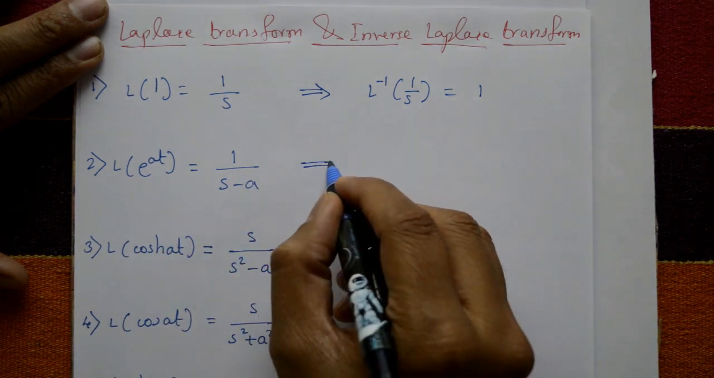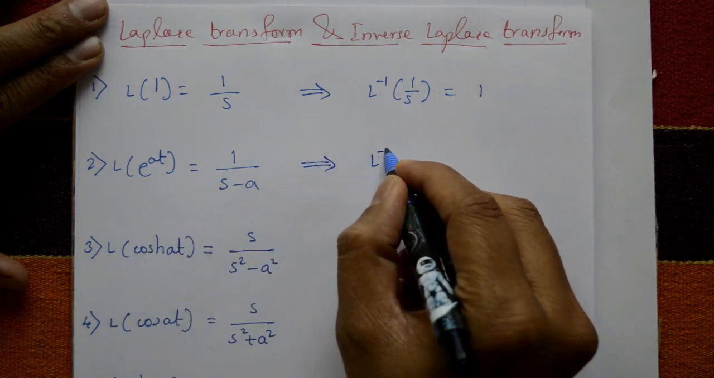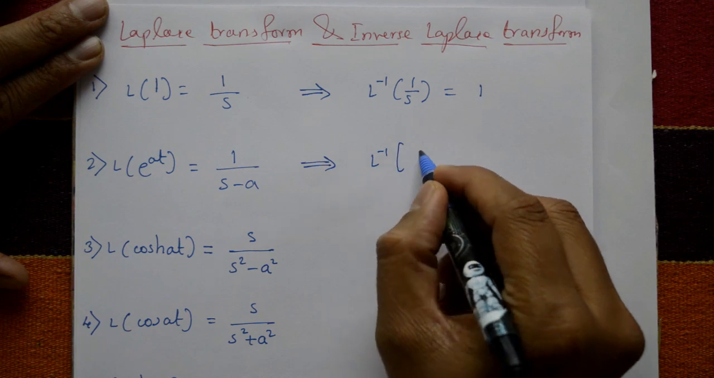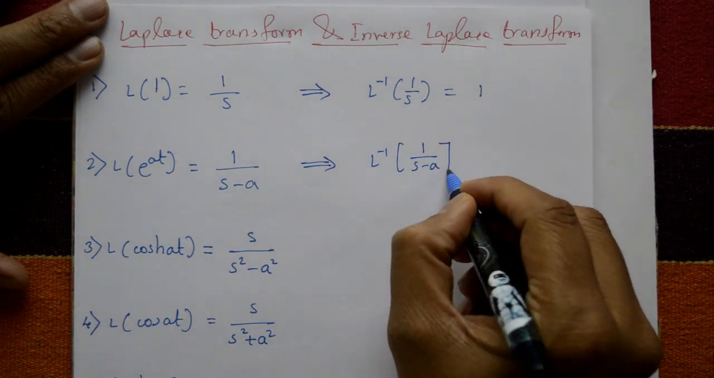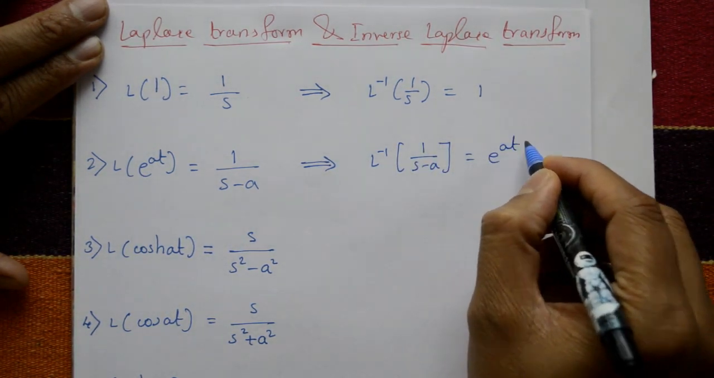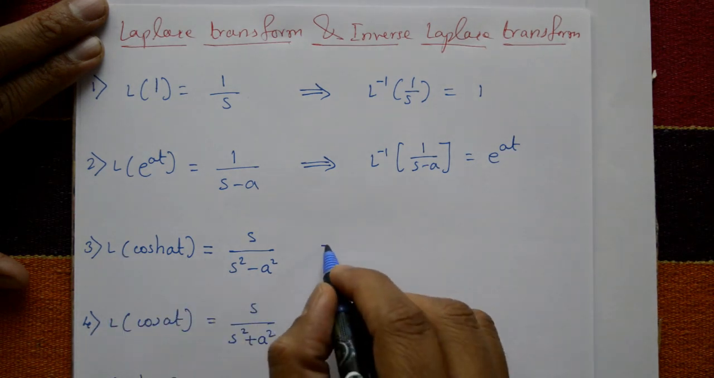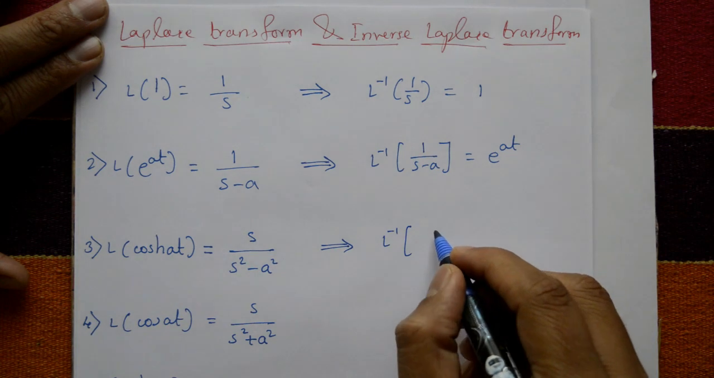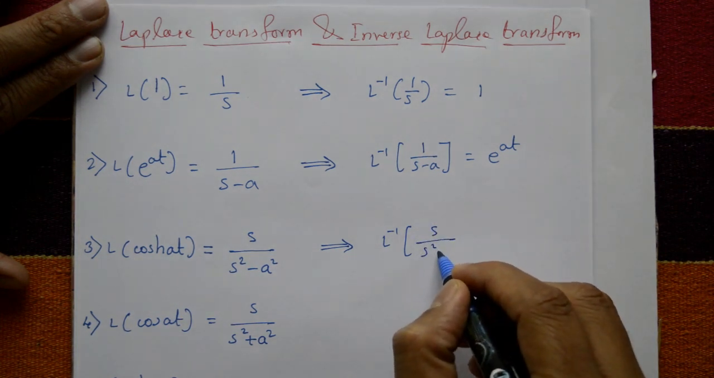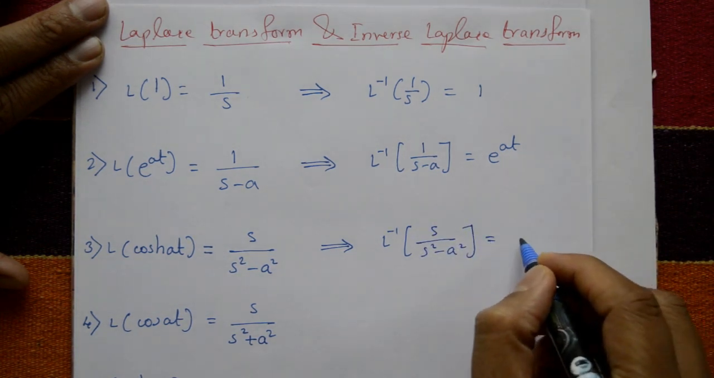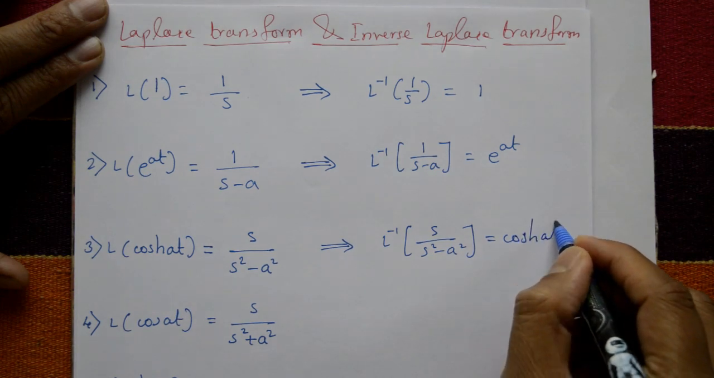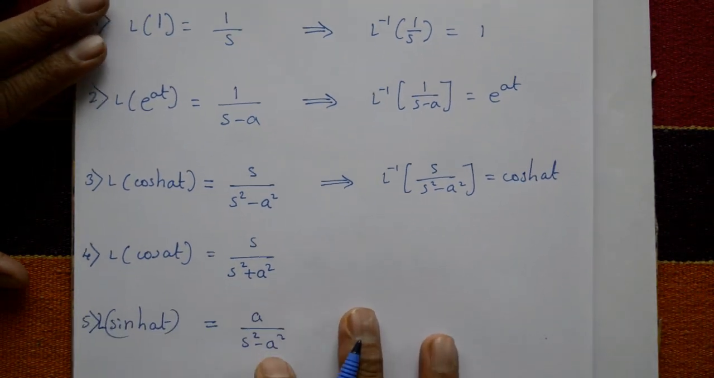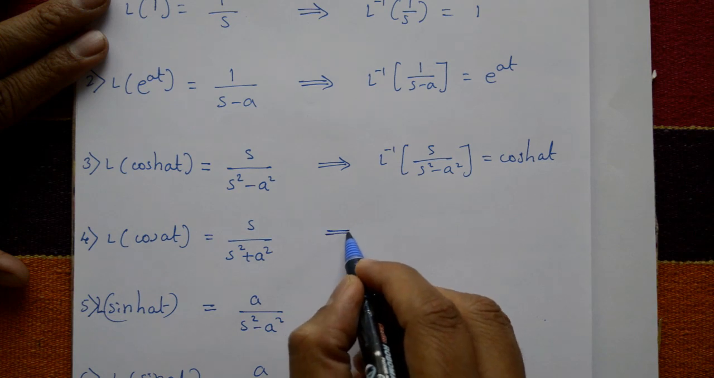Second one. Now the inverse Laplace transform of 1 upon s minus a is equal to e raised to at. Now third one. The inverse Laplace transform of s upon s square minus a square is equal to cos h a t, meaning a hyperbolic function.